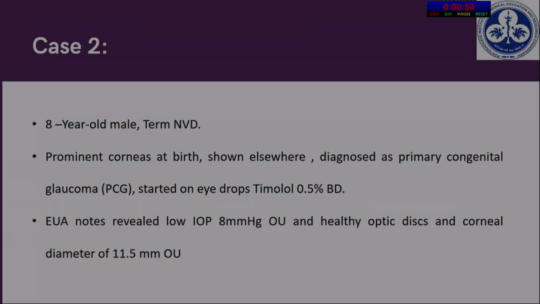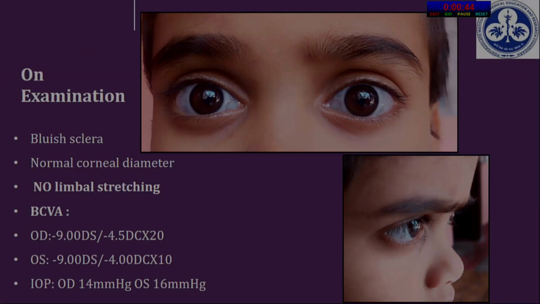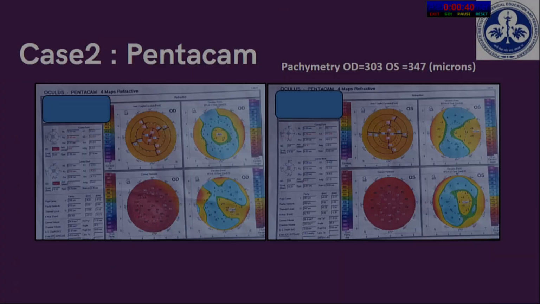On sibling screening, as I told you, he was diagnosed with primary congenital glaucoma. His EUA notes in the past revealed the pressure was normal with a corneal diameter of only 11.5 mm in both eyes. Because his corneas were too prominent, I think they thought it was PCG. On examination, he also had bluish sclera. On doing a Pentacam, he also had thin corneas, but his corneal thickness was above 300 microns.